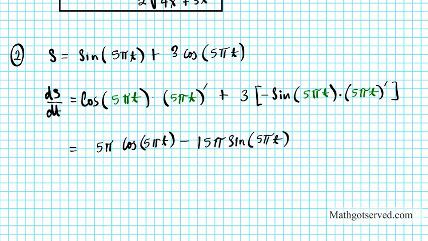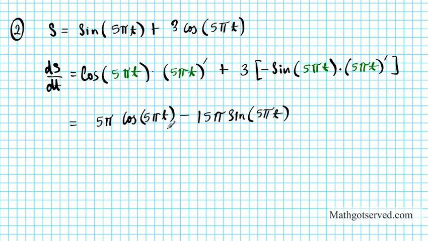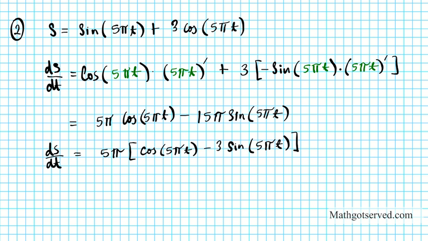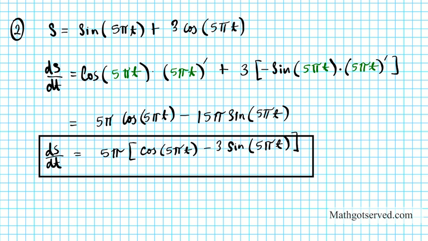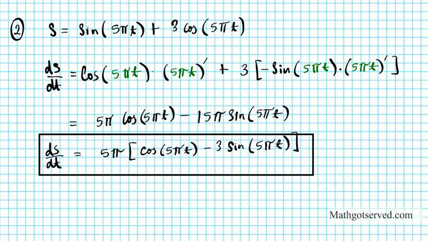Now, this is an answer, but I can also factor out 5 pi from both of them, which leaves me with 5 pi times cosine 5 pi t minus 3 sine 5 pi t. So there goes the derivative of the function. Now with that in mind, let's move along to question number 3.